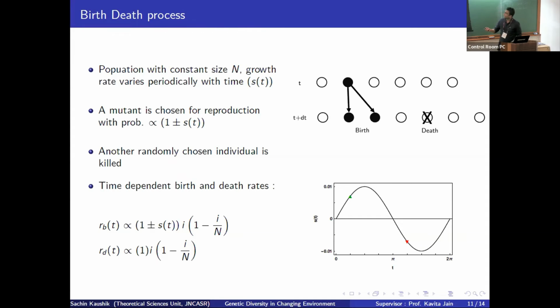So I'll compare two cases in which the mutant appears in the first quadrant and in the third quadrant. So it means that the growth rates are mirror images of each other.